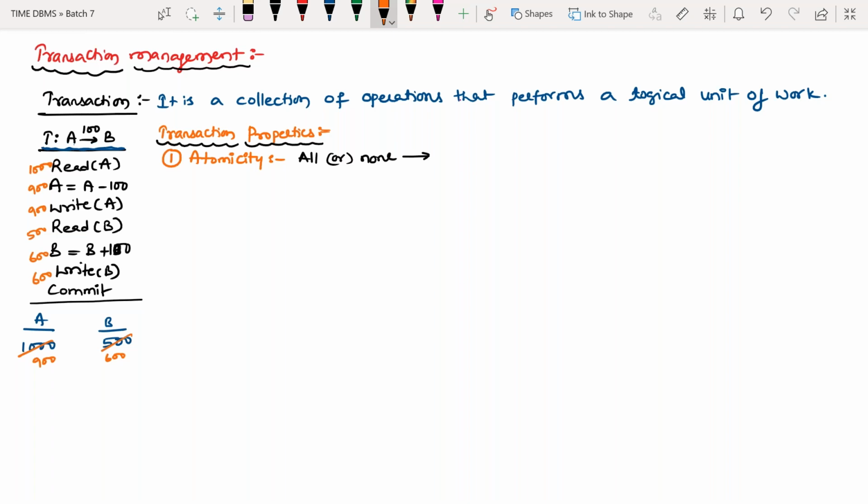Suppose no operation is executed; we can say the transaction has failed.